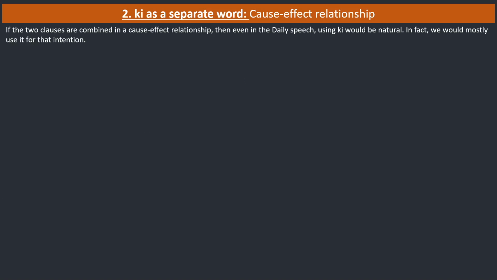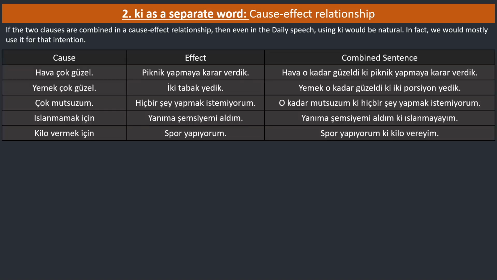Mesela örneklerimize bakalım. Let's see our examples. Çok fazla örnek var biliyorum. I know there are many examples. We will read them one by one. Hava çok güzel. The weather is very nice, very beautiful. And that's the reason, that's the cause. And the effect, like this, the weather being nice has an effect on us.